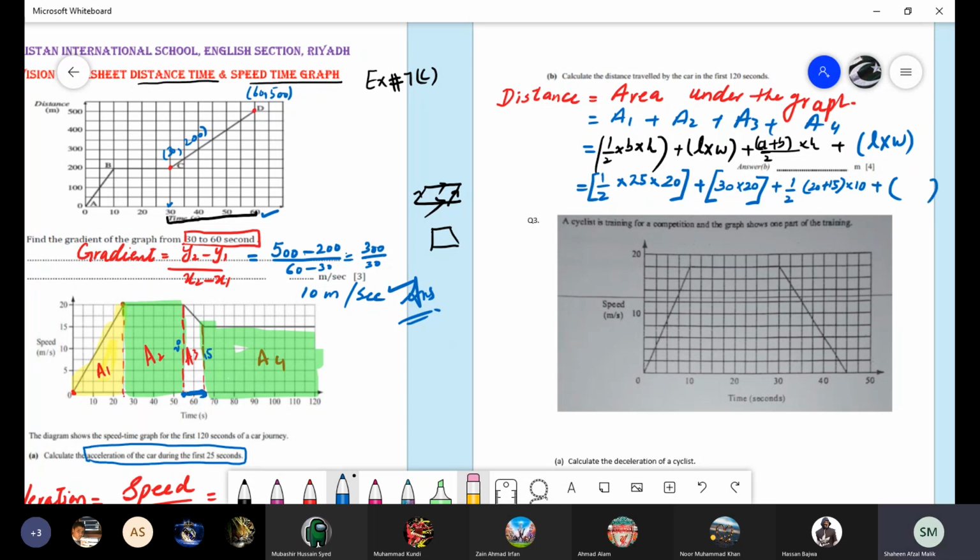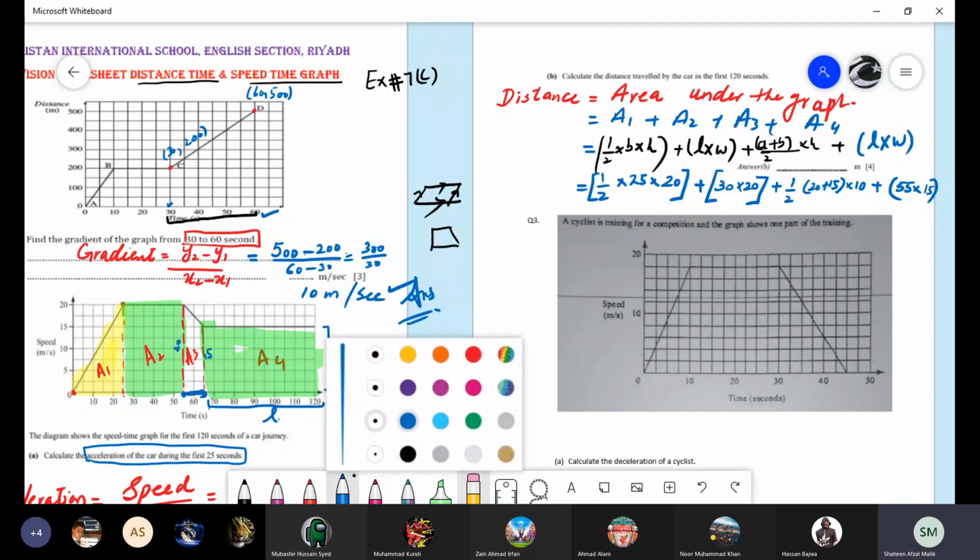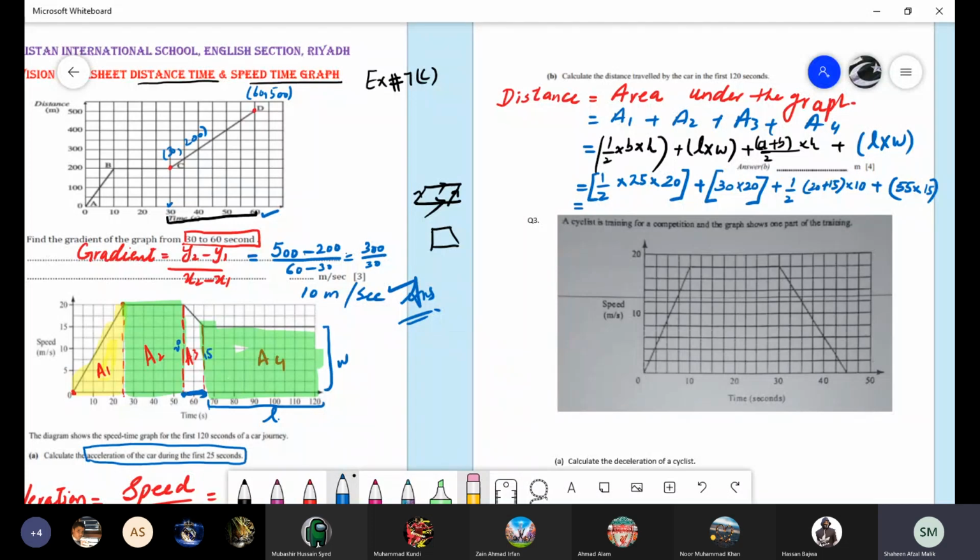What is the length of this rectangle? And what is the width? This part will be the width and this part will be the length. Length is 55. And what about the width? Width is 15. Do all the calculation and tell me the answer. Use the calculator and tell me the answer first of all for this part.